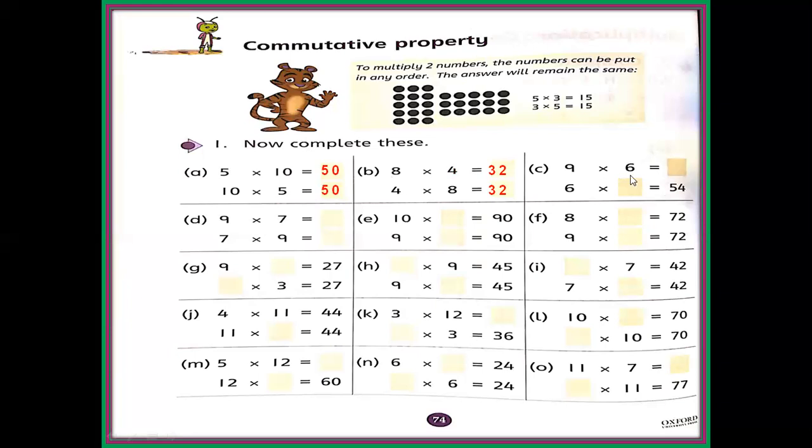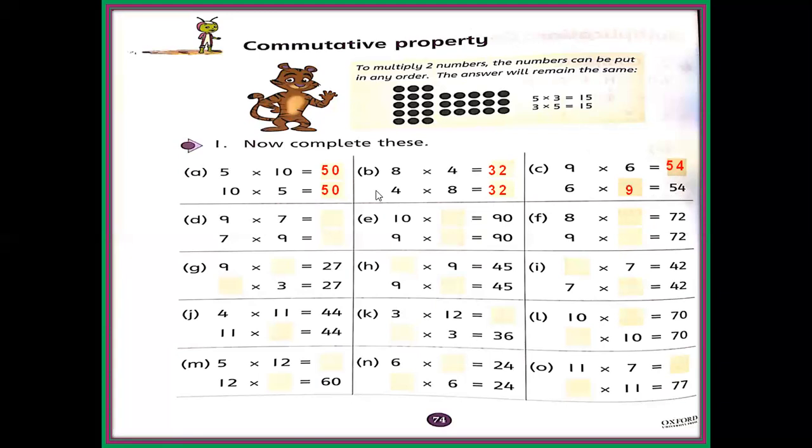C part, 9 into 6. So read the table of 9. 9 ones are 9, 9 twos are 18, 9 threes are 27, 9 fours are 36, 9 fives are 45, and 9 sixes are 54. Okay. So here 6 is given second. What is the second number? 9. Right, here 9.